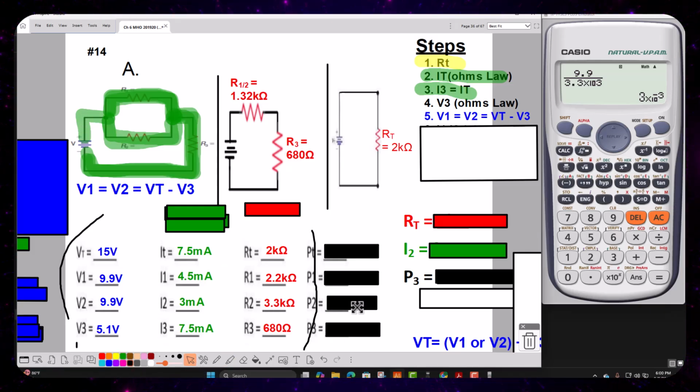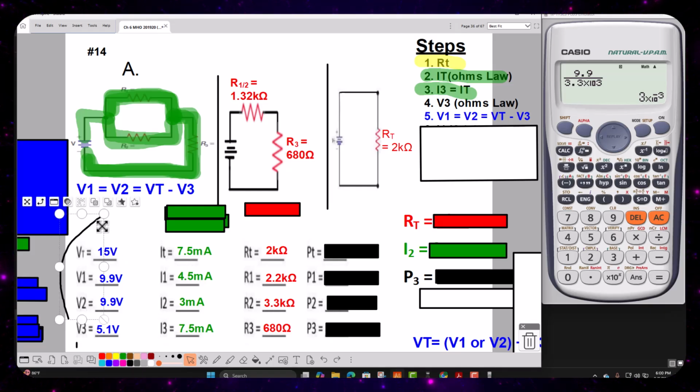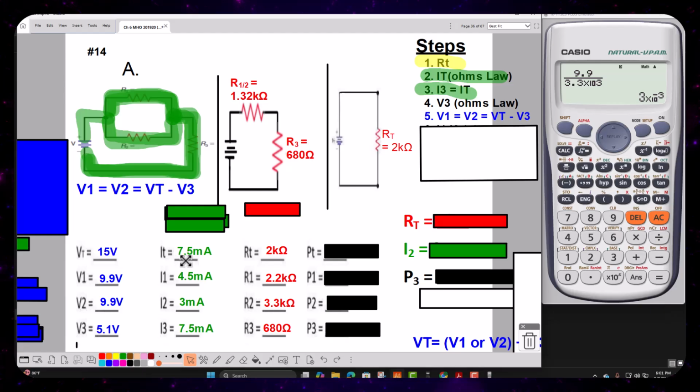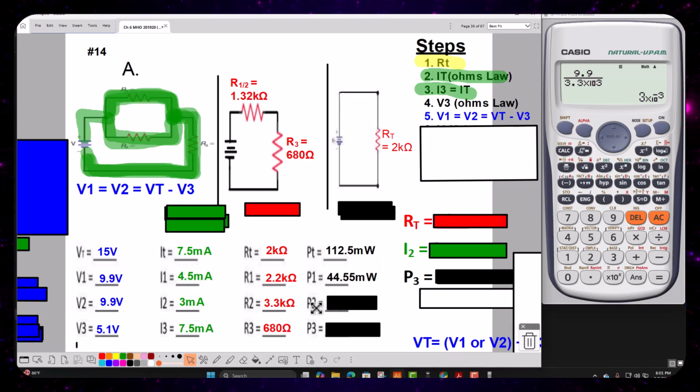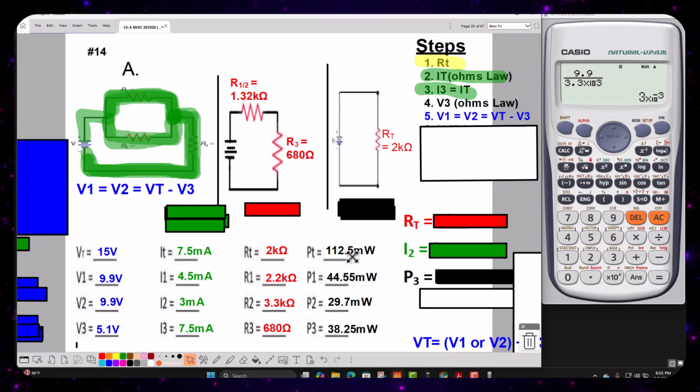All right, the only thing left is power, PT. So now I can do power. PT is equal to IT times VT. So if I take my IT of 7.5 milliamps times 15 volts, that gives me that. P1 is I1 times V1. P2 is I2 times V2. P3 is I3 times V3. And I should be able to add P1, P2, and P3 together and get PT.